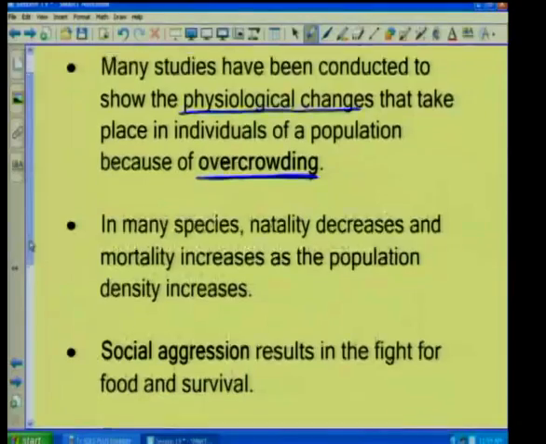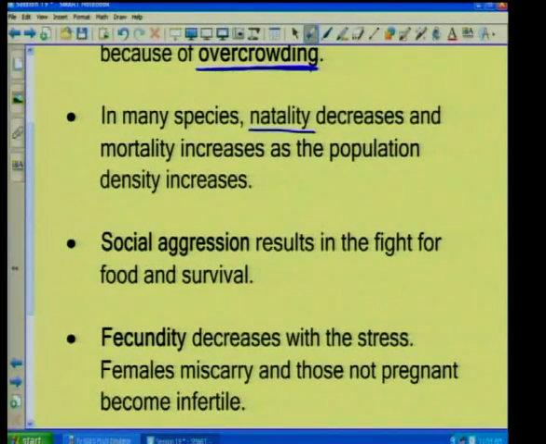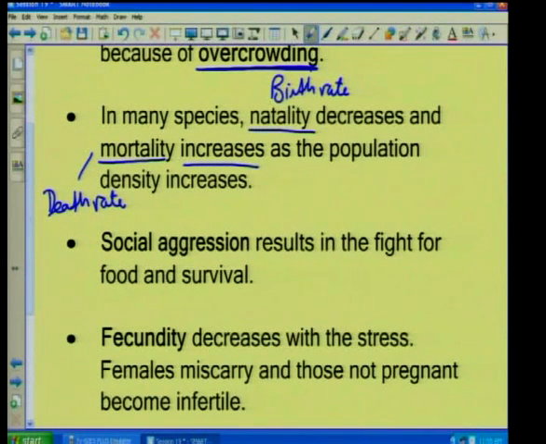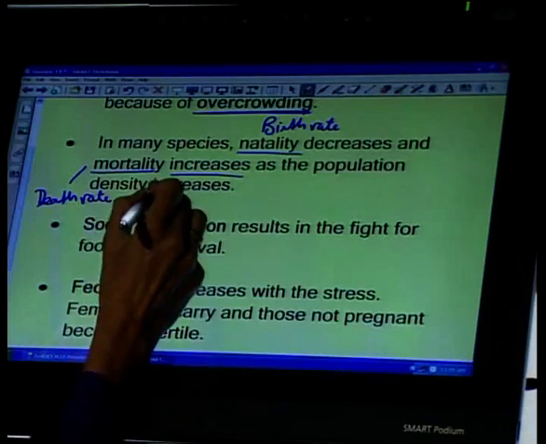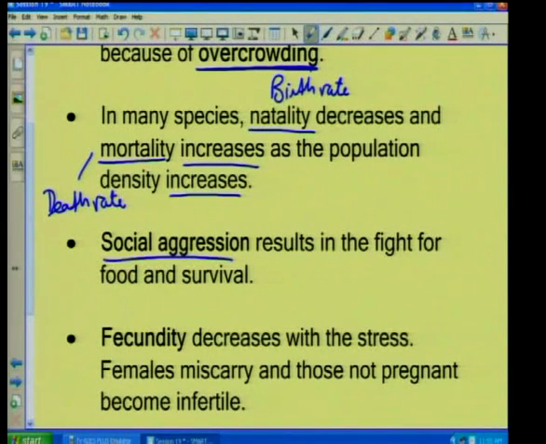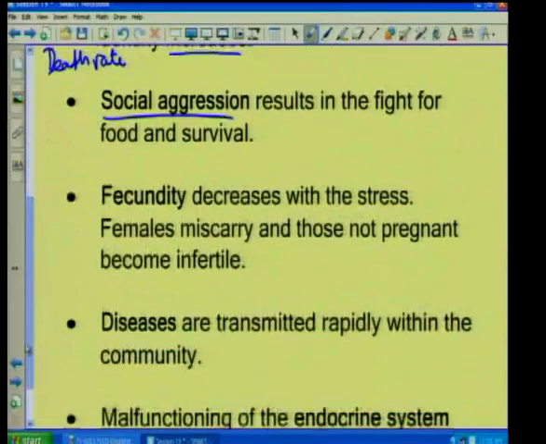Okay, in many species, natality will decrease when there is overcrowding, and mortality increases. Now remember, natality is the birth rate, and mortality is the death rate. Okay, and that's going to increase as the population density increases. Why? There's a lack of food, shelter, space. There's a lot of fighting. The females become infertile. So all these things will play a role. Social aggression results, and they literally fight to the death.